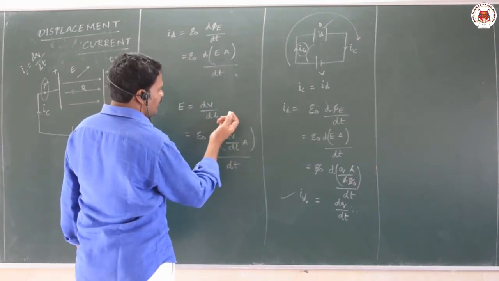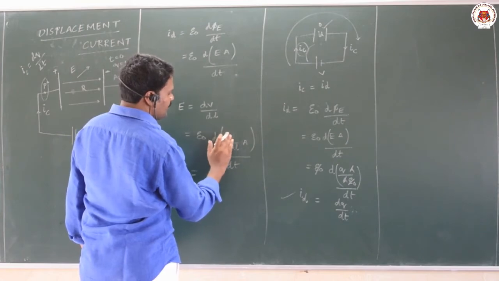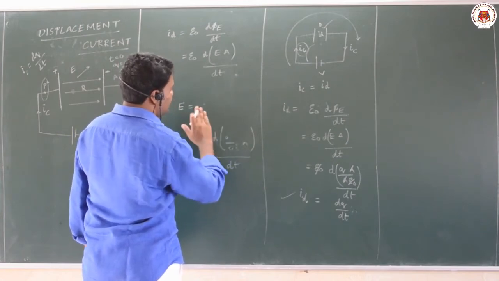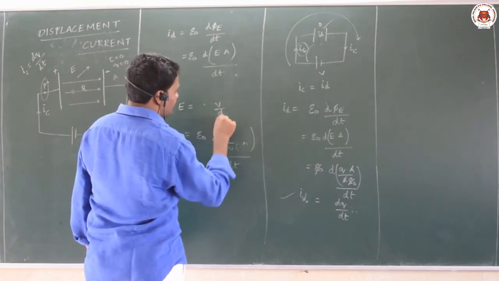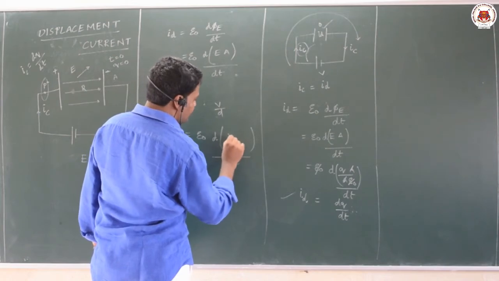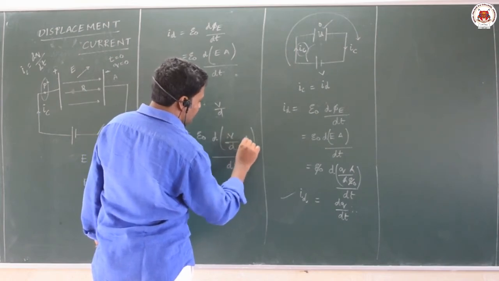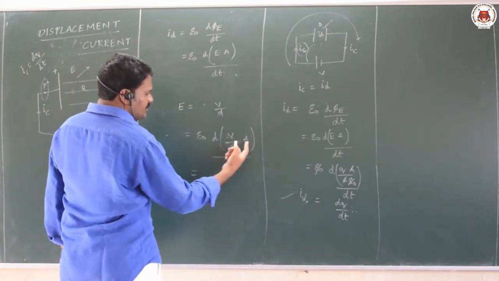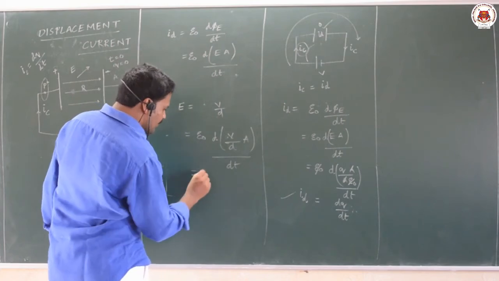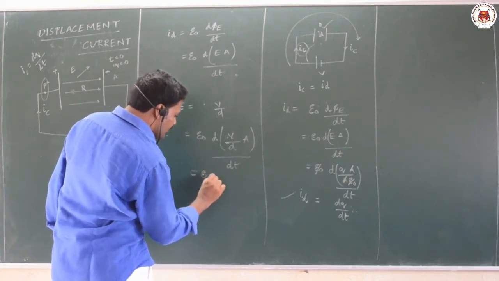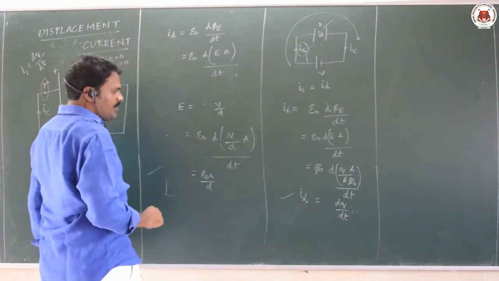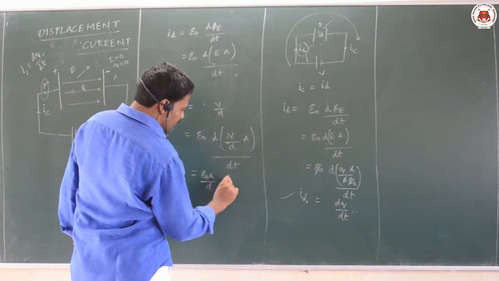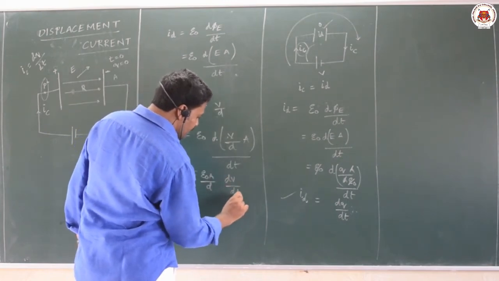Directly you can write V by dl, E is equal to V by d. For simple understanding you write E is equal to V by d, here also you write V by d into A. Now this A and d are constant, so you can write epsilon naught A by d, dV by dt.